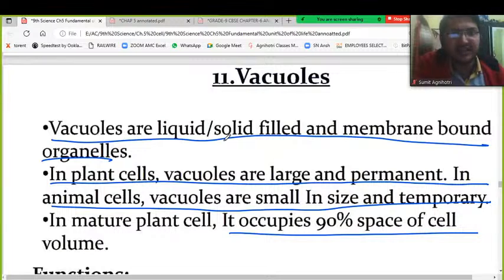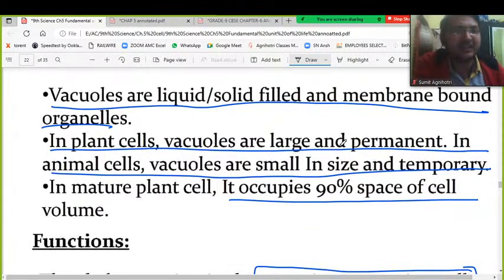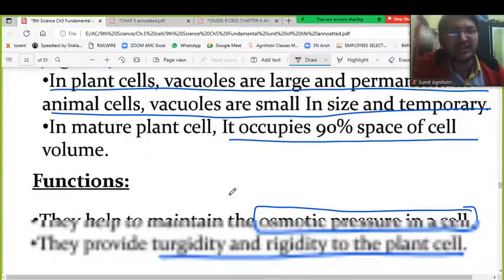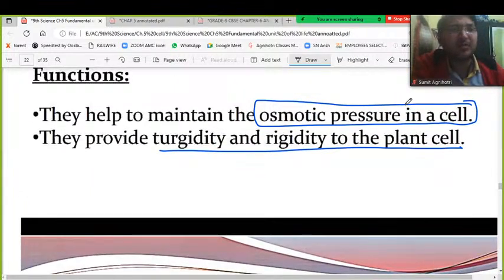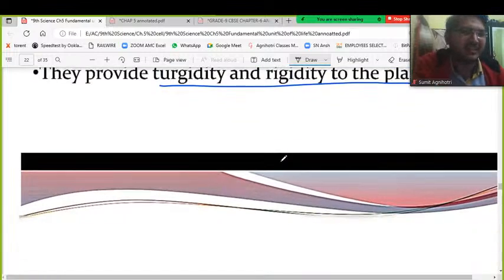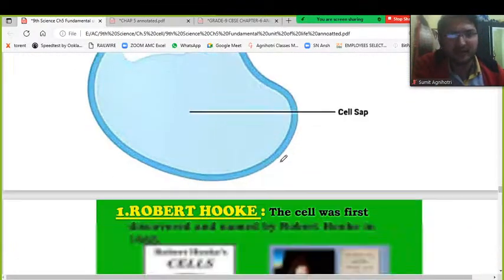Vacuoles are liquid or solid filled, membrane bound organelles. In plant cells, vacuoles are large and permanent. In animals, they are small and temporary. In a mature plant cell, it occupies 90% of the space. What is the function? They help in maintaining the osmotic pressure in the cell. They provide turgidity and rigidity to the plant cell. This is the function of the vacuole.